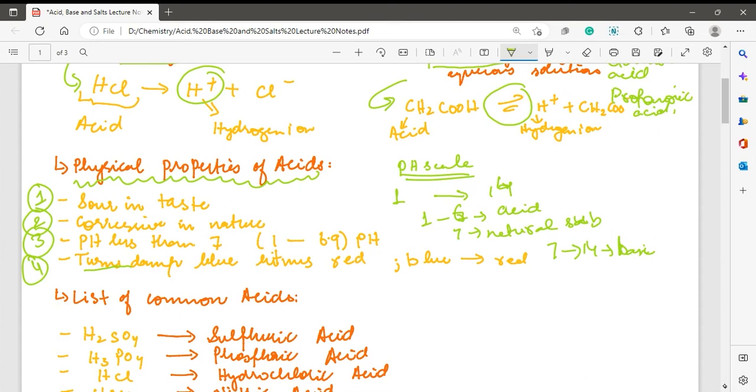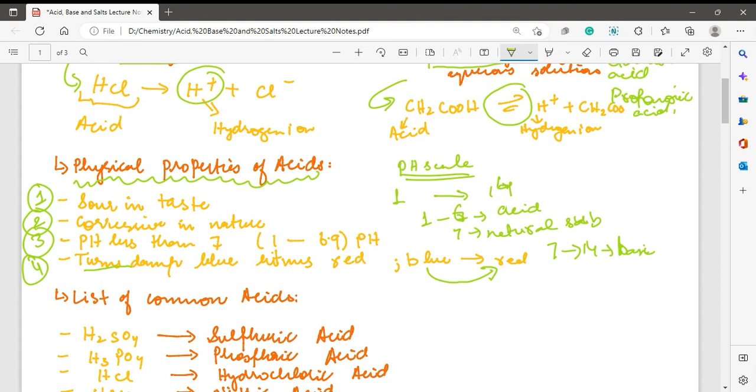And the fourth property is that an acid turns damp blue litmus paper red in color. The conversion of blue litmus paper to red is the most feasible identification for an acid. If you have different samples, sample A, B, C, and you have to identify which of the species is an acid, the best thing you can do is put a damp blue litmus paper in it, and it will turn red. The red color shows that this substance is an acid. There are other methods too, but this is the most feasible method. So these are the physical properties of the acid.